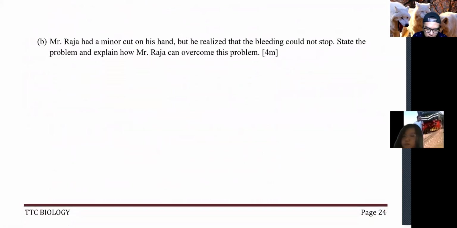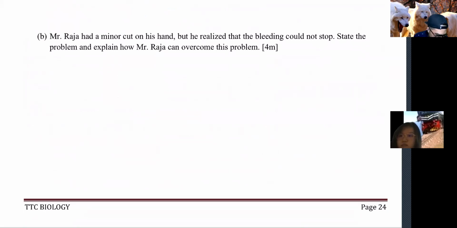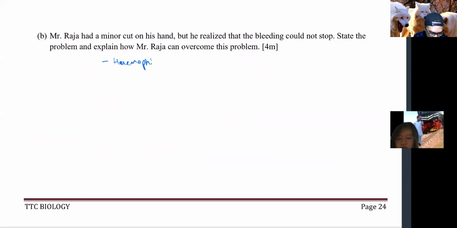Next, B. Mr. Raja had a minor cut on his hand, but he realized that the bleeding could not stop. State the problem and explain how Mr. Raja can overcome his problem. What is this condition called? This is called hemophilia. So what is hemophilia? Slow clotting of blood.